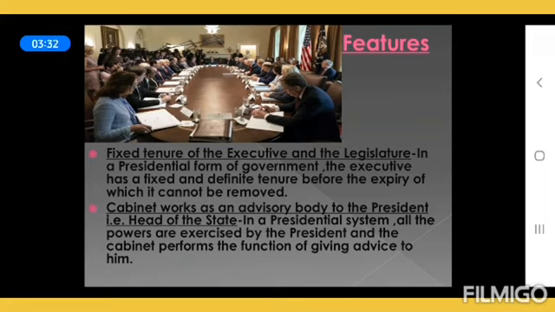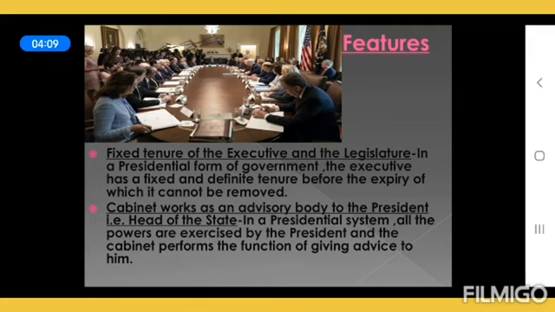Okay, so in the presidential system, all the powers are exercised by the president, and the cabinet performs the functions of giving advice to him. It says that the cabinet consists, students, of the heads of the various departments, who are appointed by the president.